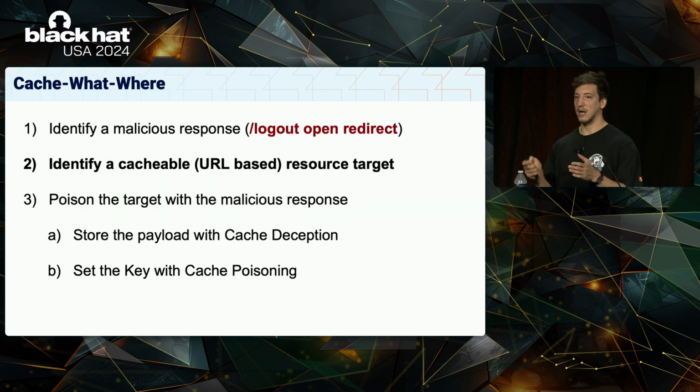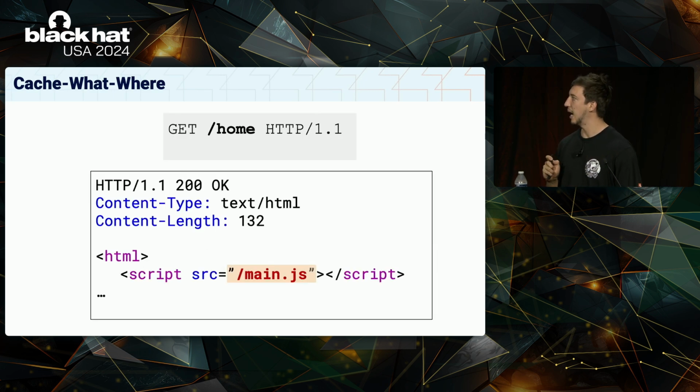So right now we have the payload that we want to use to store and to modify the behavior of the application. Now, we are going to look for a resource that we want to poison, so we want to modify the behavior of another resource. In this case, I'm going to use main.js, because when the home page is loaded, it's going to import this main.js script. And so we want to modify what is being returned for that resource.